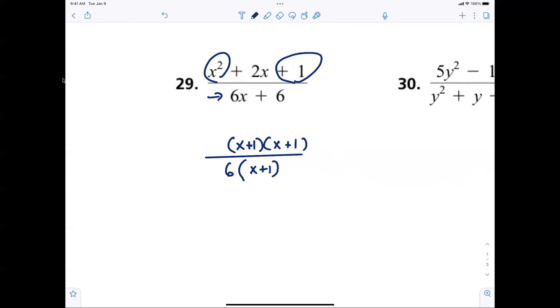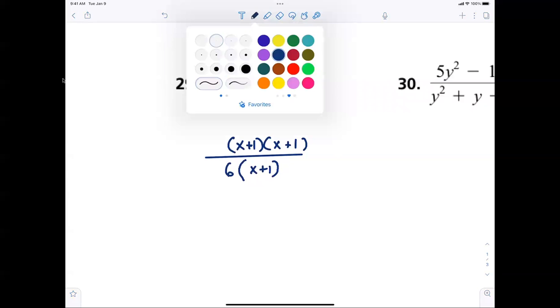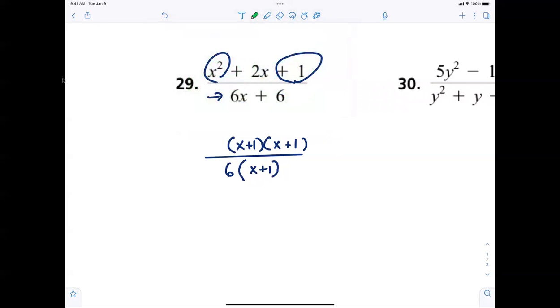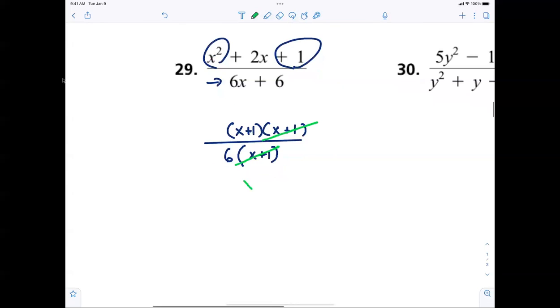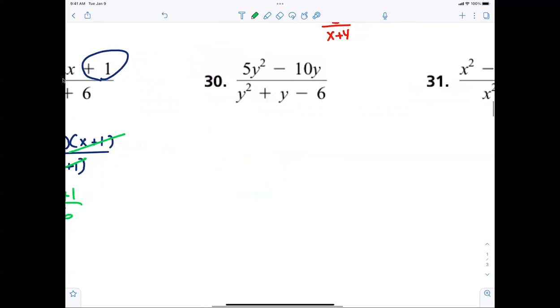That's what they factor to right now, correct? All right, how many X plus ones are at the top? 2. How many are at the bottom? 1. So I can cross out one of them. So my final answer is just X plus 1 over what? 6. Everybody okay with that? Everybody's good? All right, let's check out 30.